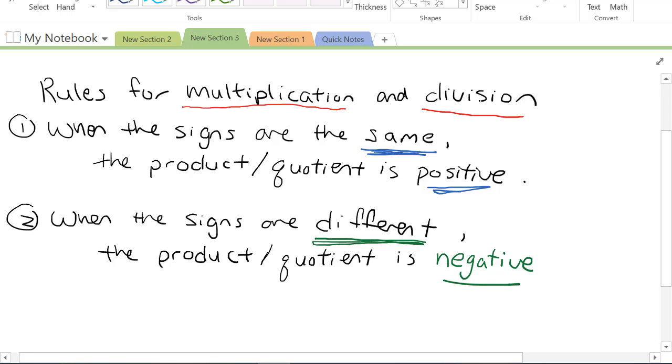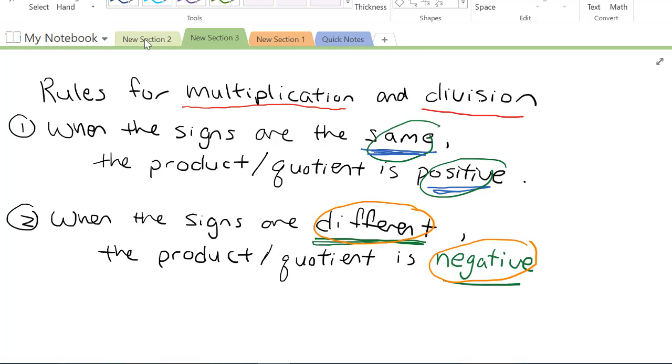All right? So if the signs of two numbers that you're multiplying or dividing are the same, the answer will be positive. If the two numbers you're multiplying or dividing have different signs, then the answer is going to be negative. So we'll see how this works in the GPS.